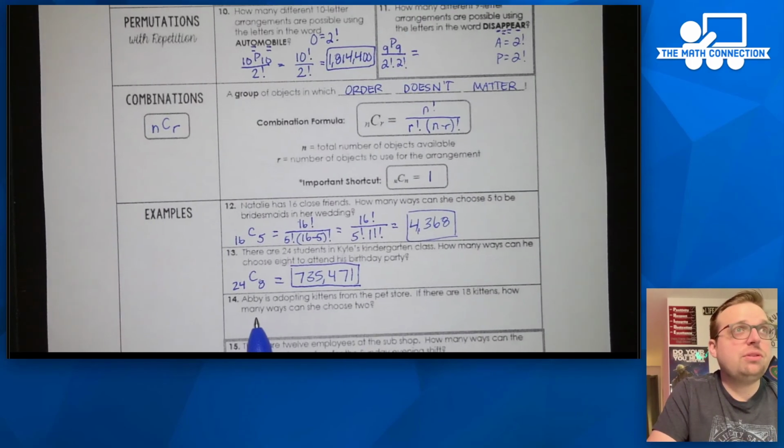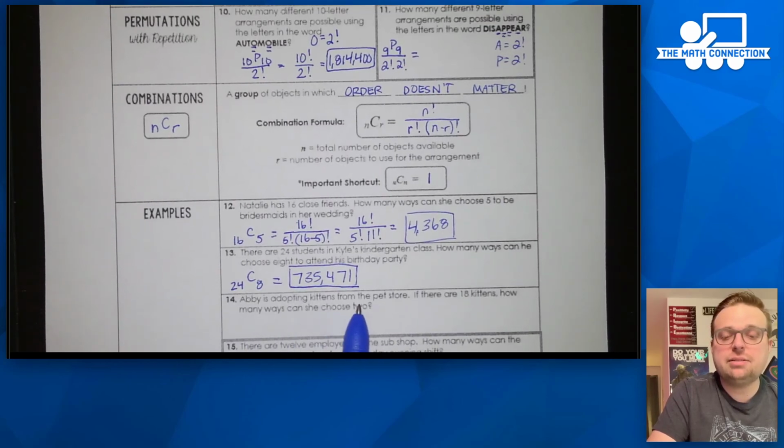Last question I'm going to do with you is about Abby. Abby is adopting kittens from the pet store. Fun fact, I just adopted a kitten 2 days ago, so that's cool.